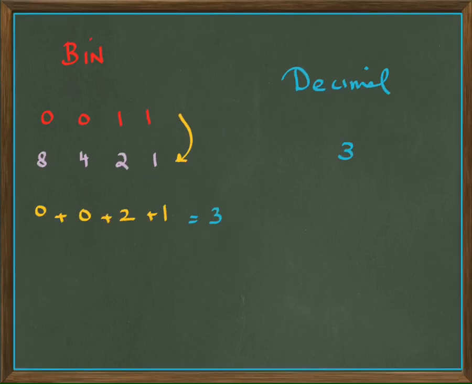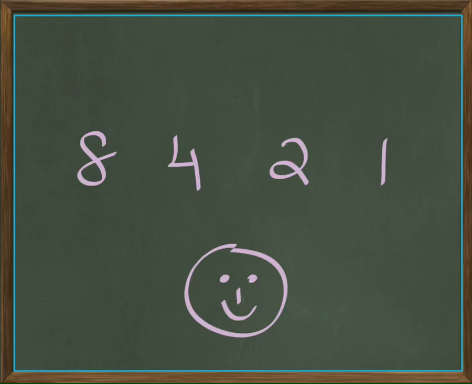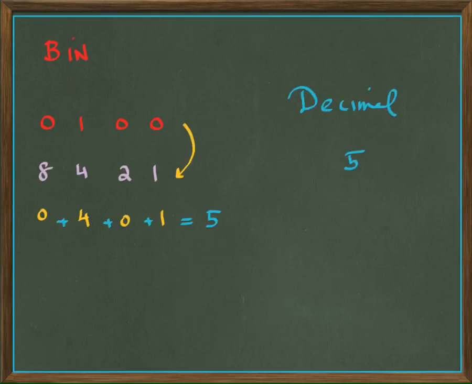Another example, 0011. Right below it, 8421. Multiply, multiply, multiply, multiply and add it up. I get the decimal value 3. So that's how easy it is to convert a binary number into a decimal number. Just remember this magical combination 8421. We are focusing on the 4-bit binary number.